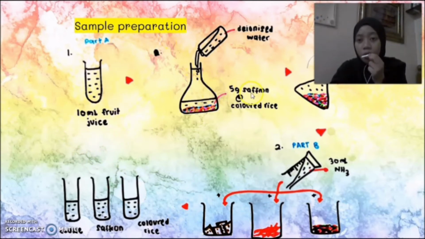we add 5 grams of saffron. Either you can choose colored rice, and we add distilled water until it reaches the mark of the volumetric flask, and then we must mix the solution. Next, we move to part B.